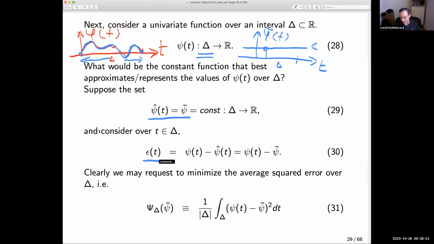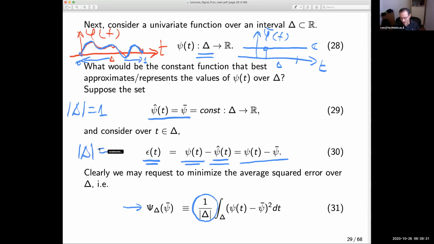We define an error, which is nothing but subtracting from psi of t, my given signal, my estimated psi hat of t, which in this case is nothing but subtracting from phi of t the constant value, the constant number. So we'll have the definition of an error, and first of all, we need to normalize by the size of my interval. If this were 1 and this were 0, the size of the interval would be equal to 1.